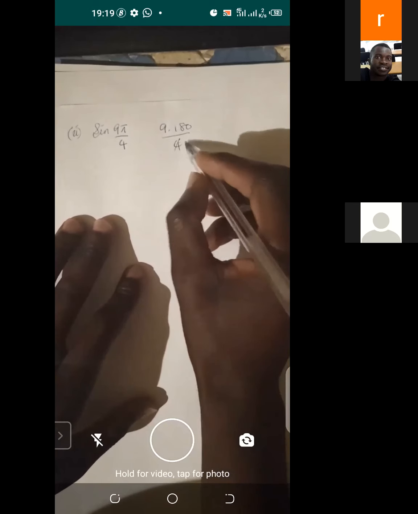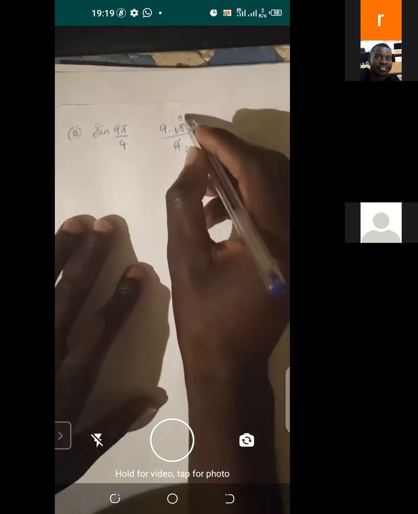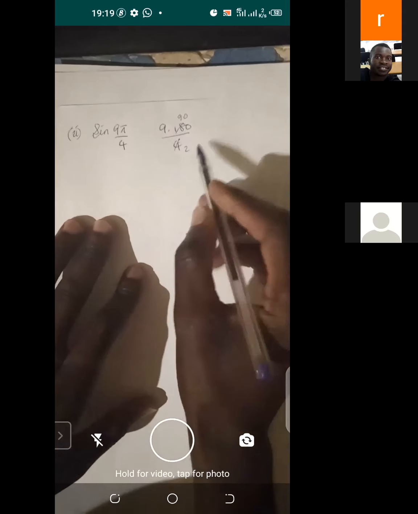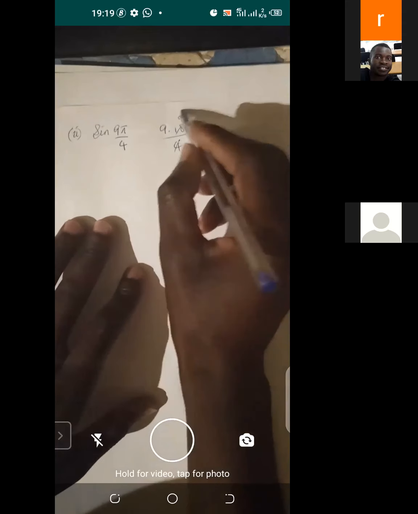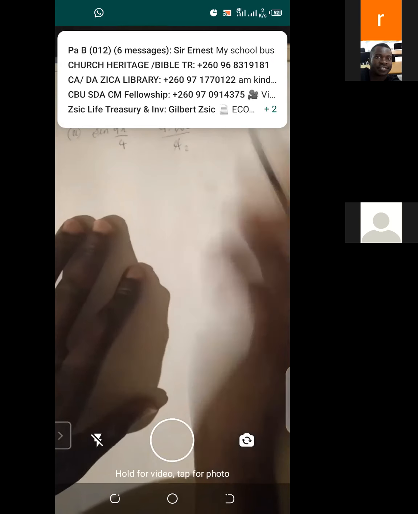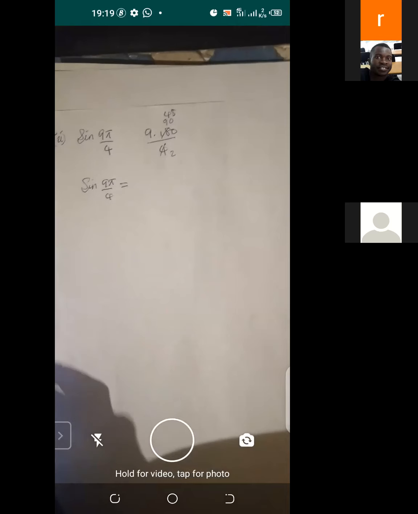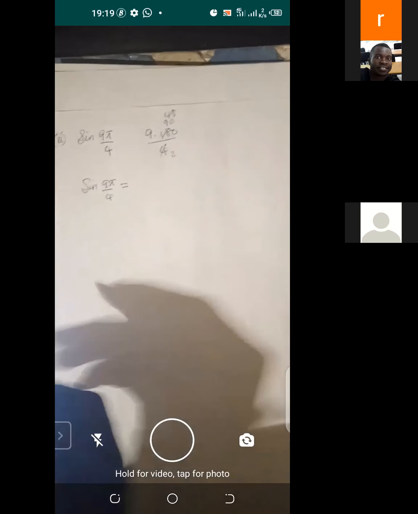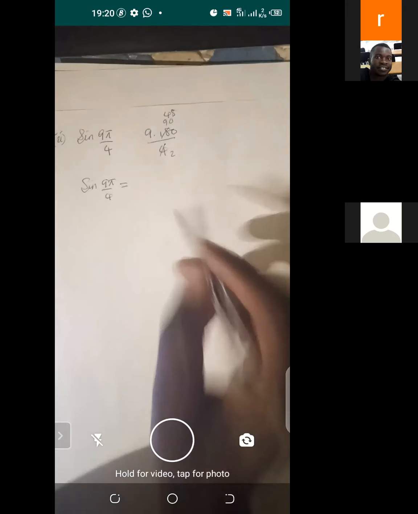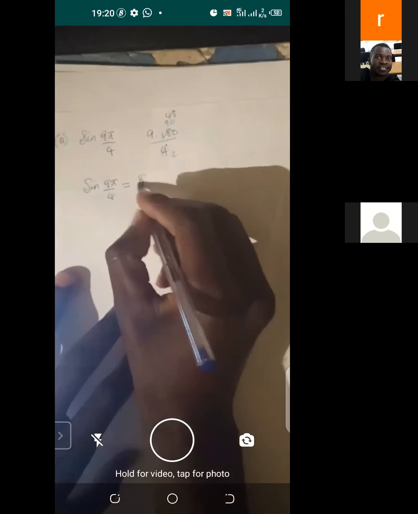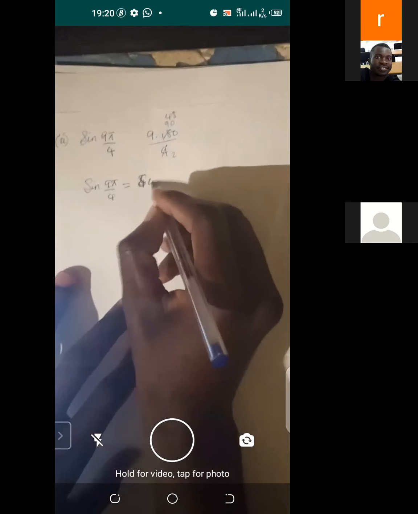So you have 2 there, you have 2 there, you have 90. So you have 45 there. And what do you get when you multiply 45 by 9? So you have that sine 9 pi by 4 is simply equal to sine 405 degrees.